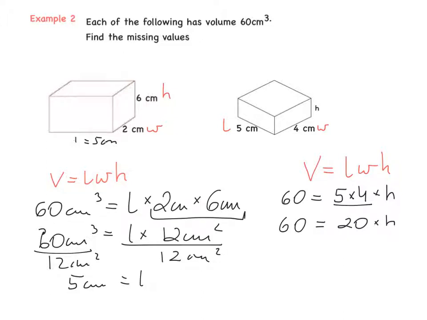So what is H? 20 multiplied by what gives you 60? Of course, we can divide it by 20, or we can just find out what H is. So H has to be 3, and 3 multiplied by 20 is 60, and this is centimeters.